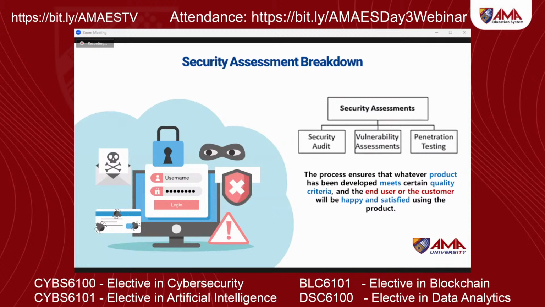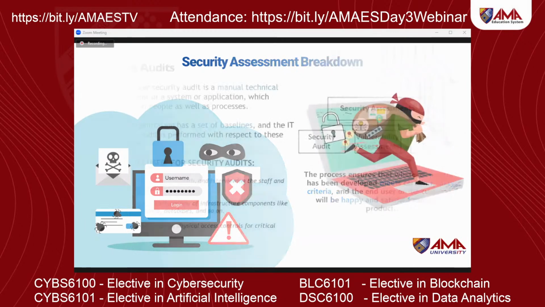So for security assessment breakdown, meron tayong tatlong topic, which is the security audit, vulnerability assessments, and then lastly, the penetration testing. Ito yung magiging focus ng ating talk for today, the penetration testing. So security assessments, the process ensures that whatever product has been developed meets certain quality criteria. And of course, the end user or the customer will be happy and satisfied.